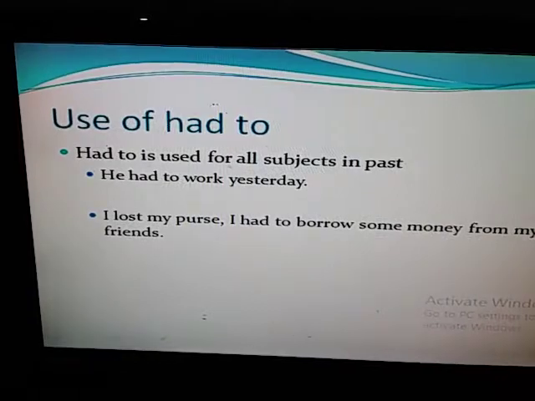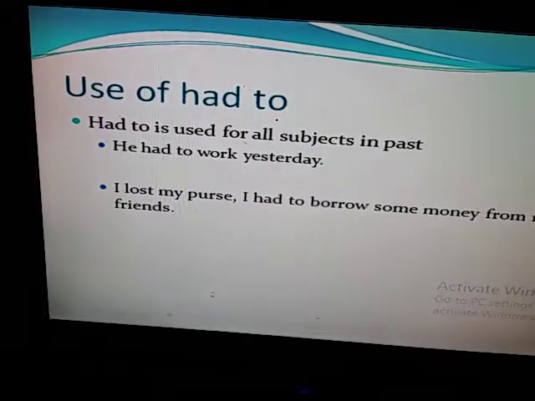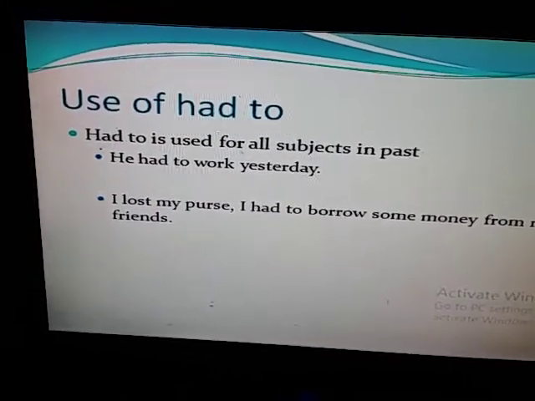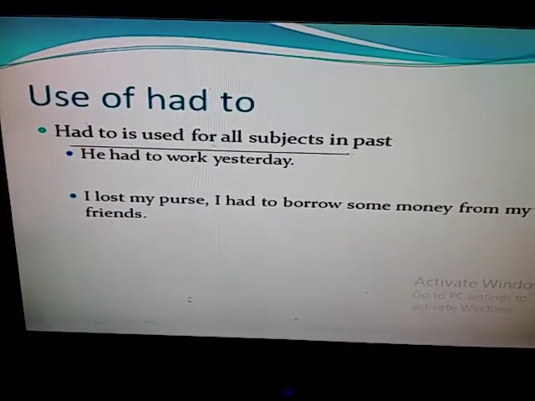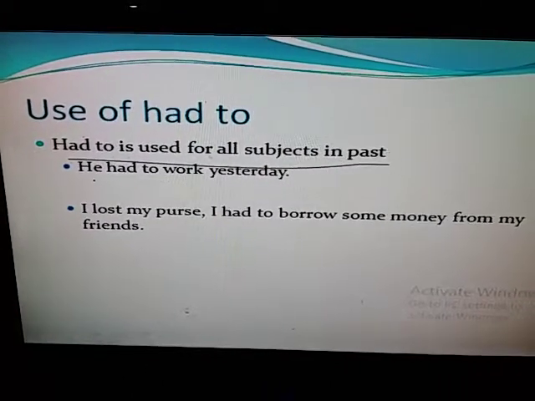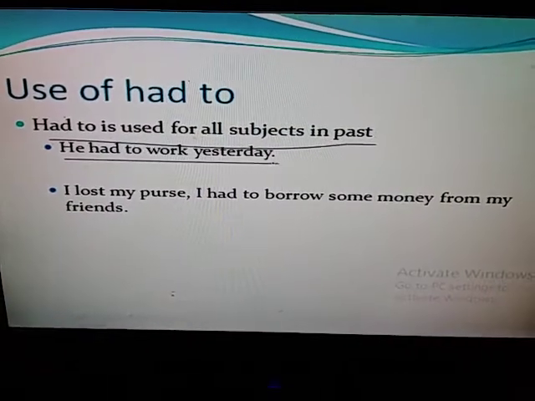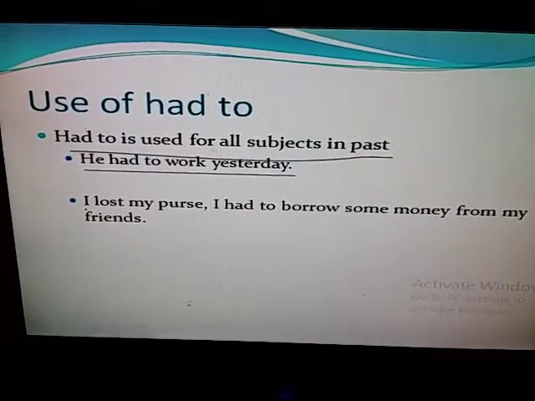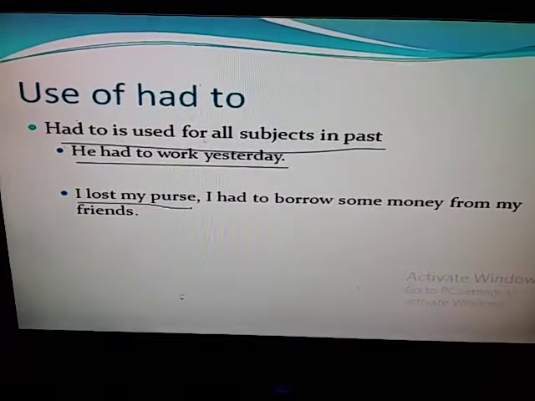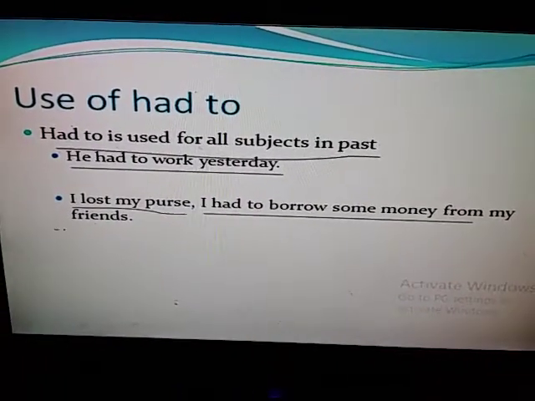If we talk about had to, it is the past form of has to or have to. So had to is used for all subjects in past. For example, we can say he had to work yesterday. The next, I lost my purse. I had to borrow some money from my friends.